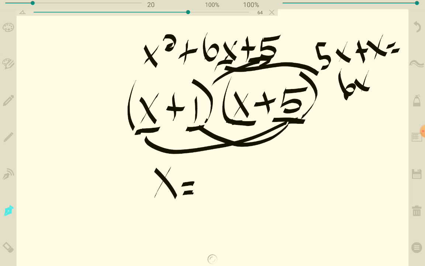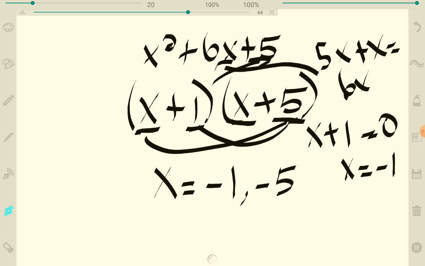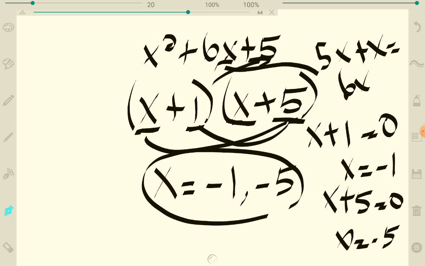So x would be equal to -1 and -5, because when we do x plus 1, it has to equal 0. So x equals -1. And the same for x plus 5 equals 0, and x equals -5 there too. So that's how we got x equals -1 or -5.